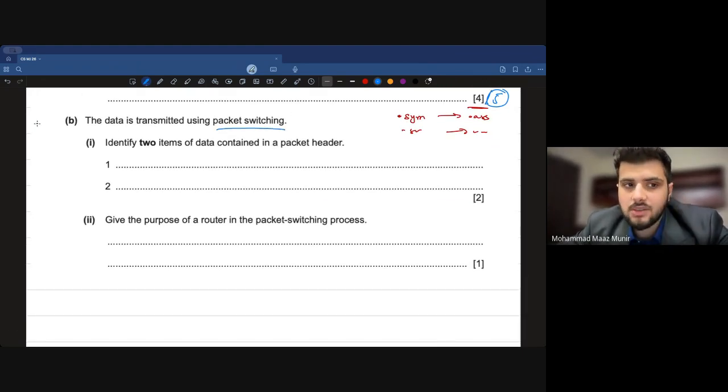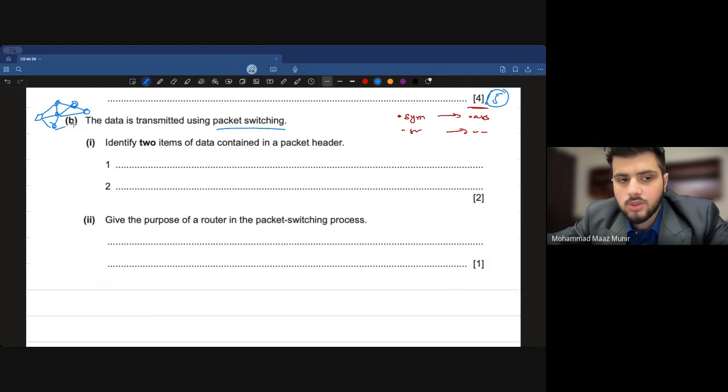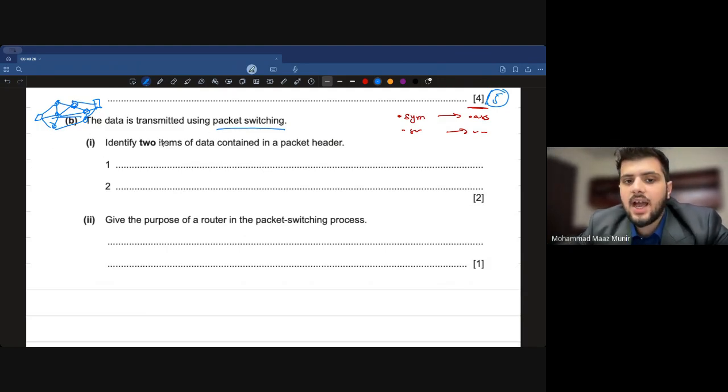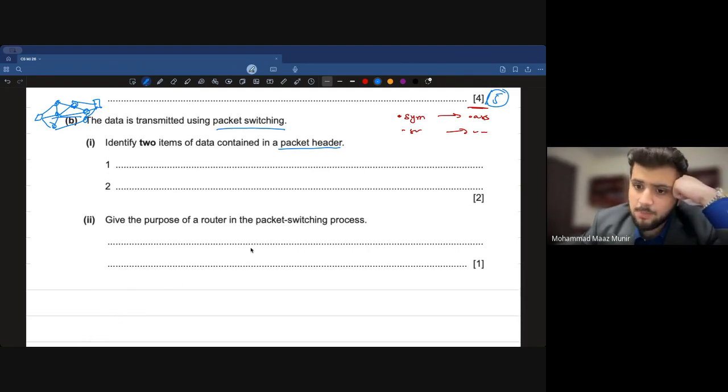Remember packet switching? Where we were sending data through multiple nodes here and there, all interconnected between devices and routers, and eventually it was reaching the computer at the other end, right? Remember this diagram? Now it says that we have a packet header. And what are the 2 items that are contained in the packet header?